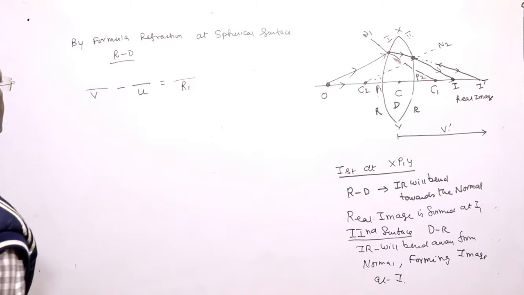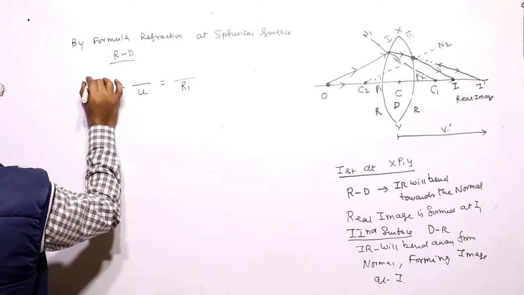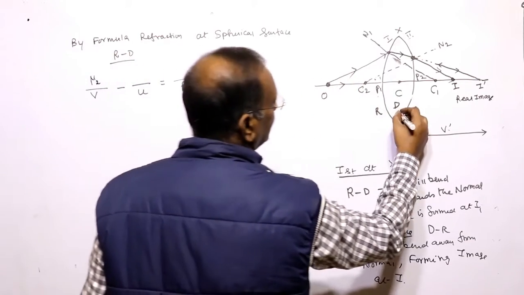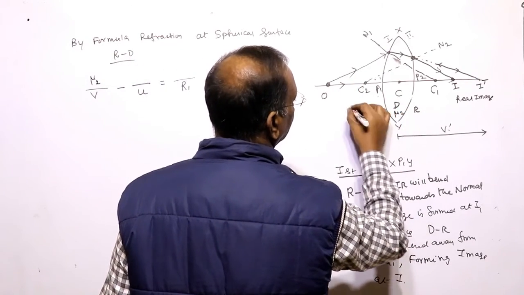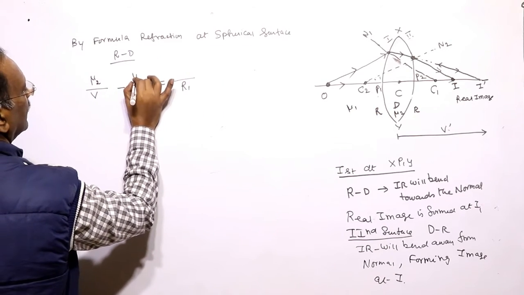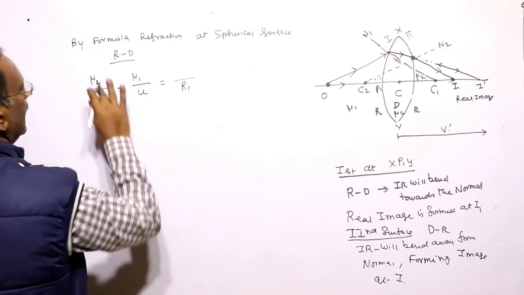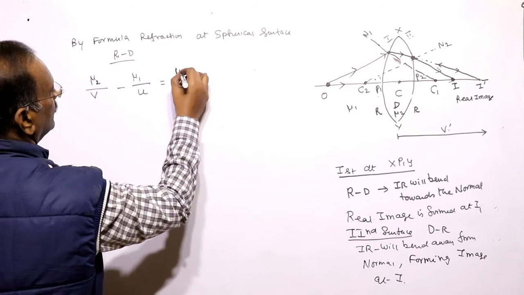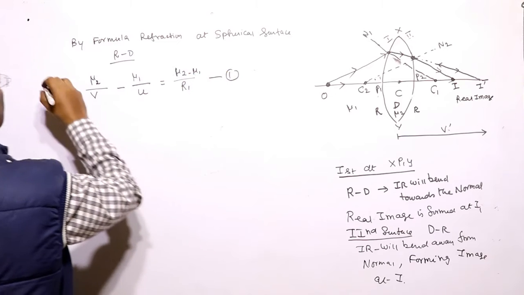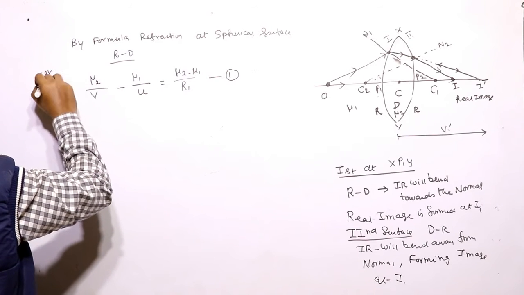From rarer to denser, you write the refractive index of the denser medium, that is the lens, minus the refractive index of the rarer medium, and subtract these two: mu2 minus mu1. This is the formula for the first refraction.